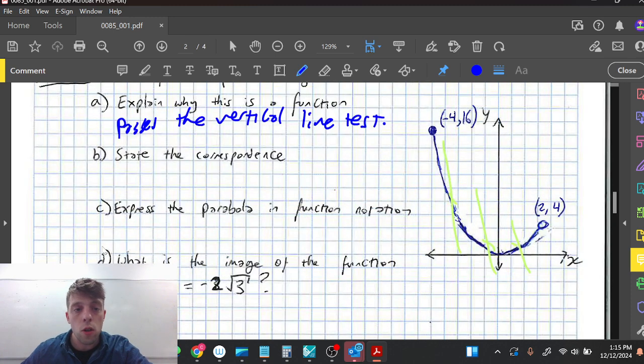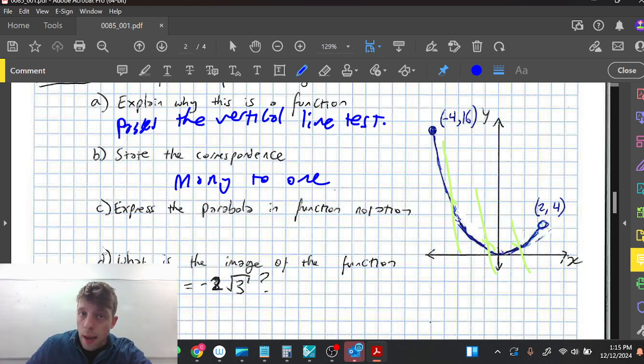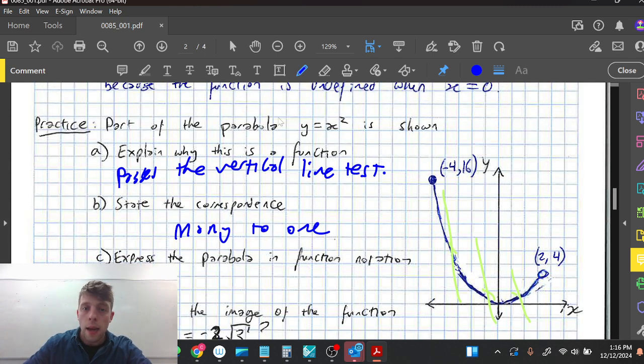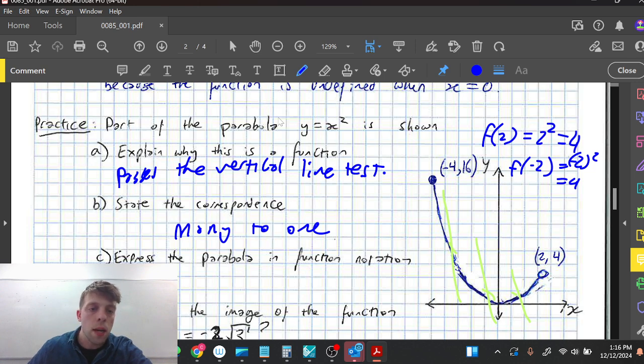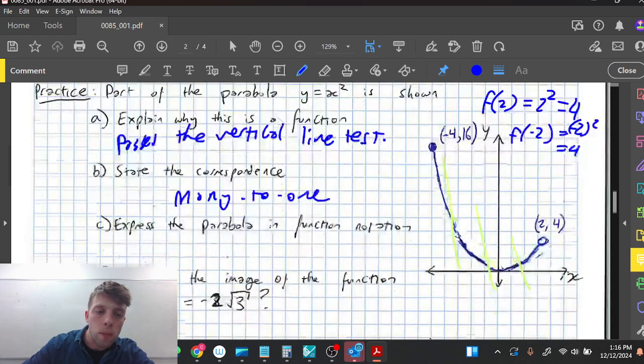All right, now it says state the correspondence. So the correspondence of this graph is a many to one correspondence, because we can put in many possible inputs and we're going to get out the same output. So what I mean by that is if I put in 2 into the equation x squared, we get out 2 squared. And also if I put in -2, I get out -2 squared, which is equal to 4. So they're both equal to 4. So there are many possible inputs that give us the same output. So this is a many to one type of correspondence. So that's what we looked for.